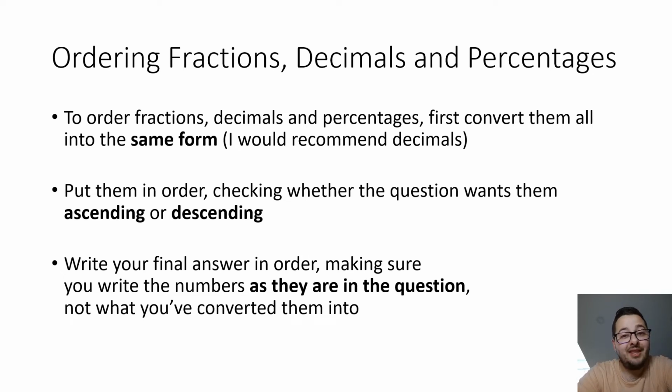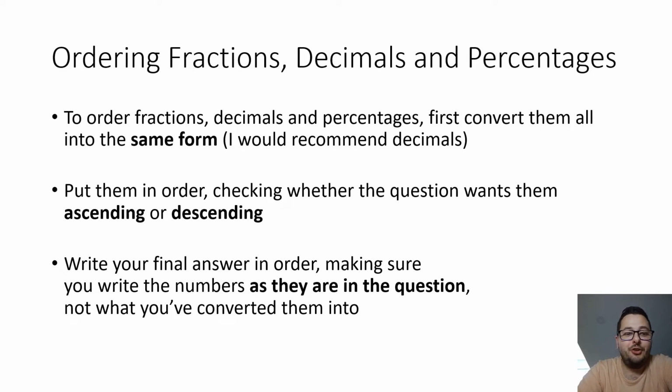Make sure you're checking the question because sometimes they'll ask you to put them in ascending order, so that's going from smallest to biggest, or descending order from biggest to smallest, and they also might say start with the smallest first or start with the largest first, so just be careful of what order you're putting them in. And finally, when you are putting in your answer, make sure you're writing them in their original form in the question. So you might have converted them to make them easier to order, but when you put your answer, make sure you're using the original forms of the question.